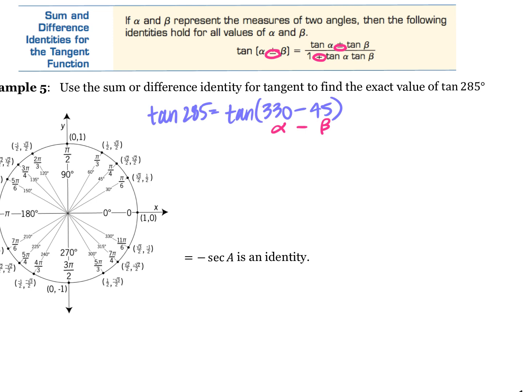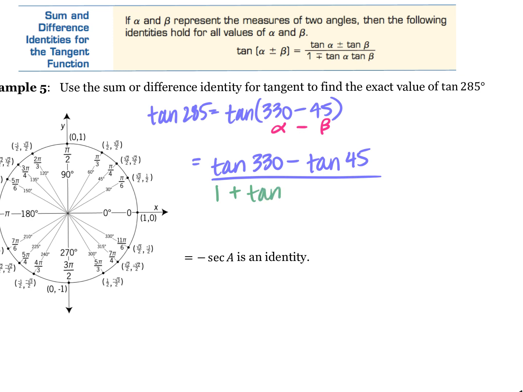Minus then a plus. Okay, here we go. Tangent of what's my alpha? 330. On the top. Then we do plus or minus. Which one? Minus. Tangent of my beta, which is? 45. All over 1 plus. The bottom is now a plus sign, the bottom bin. Tangent of 330 times the tangent of 45.